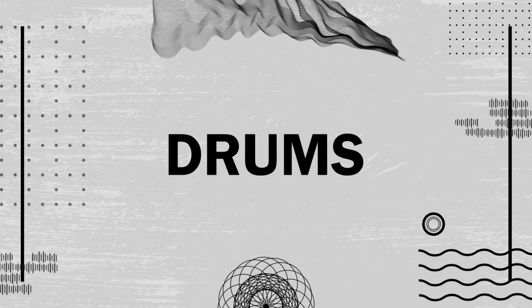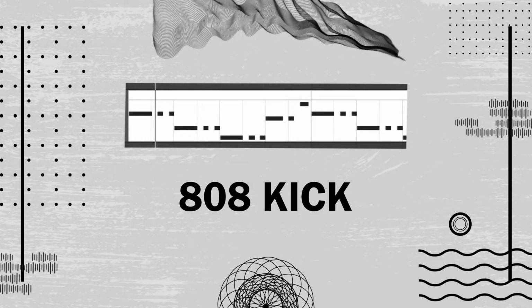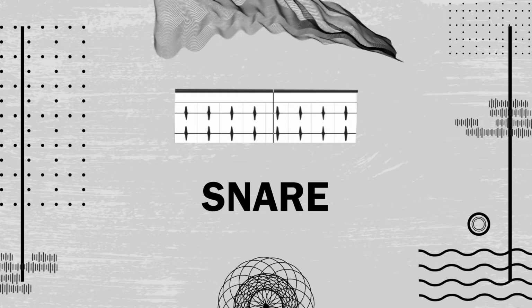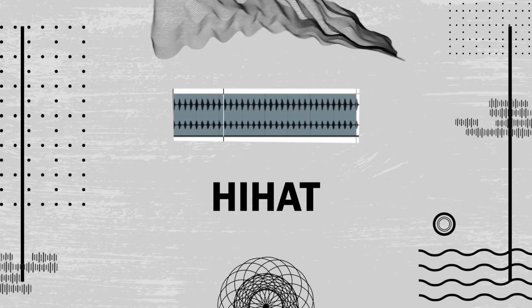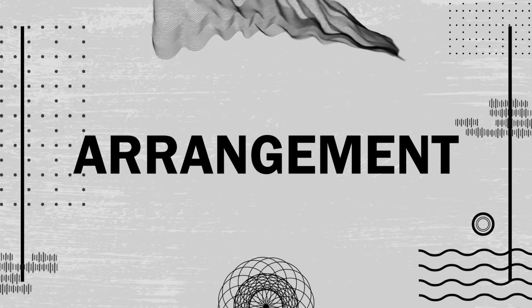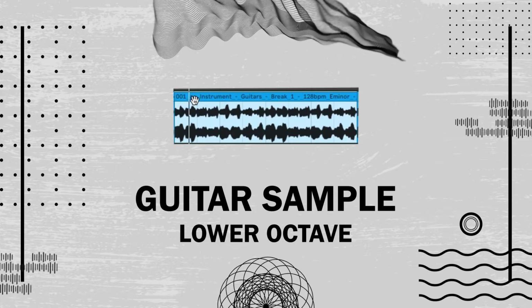Now for the drum. First of all, the 808 kick, the snare, hi-hat, percussions. Arrangement time. Verse. I lower an octave for the guitar sample.